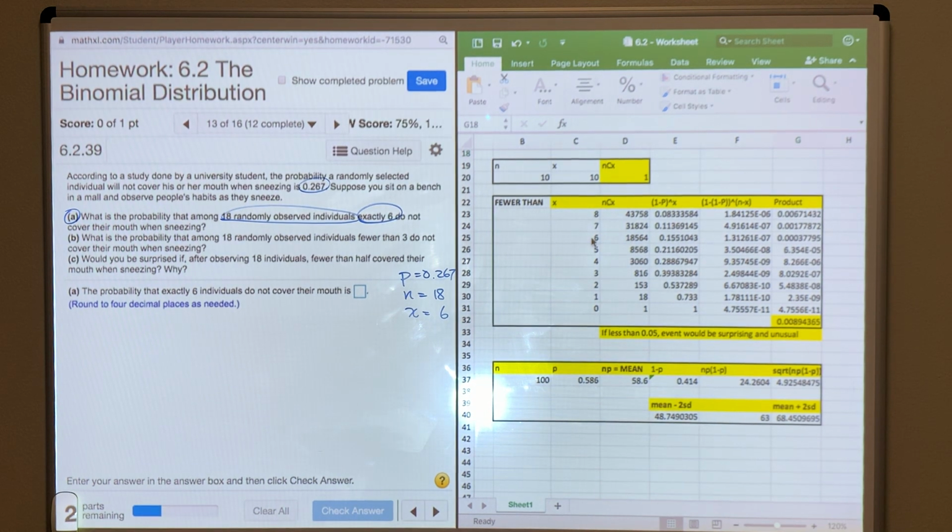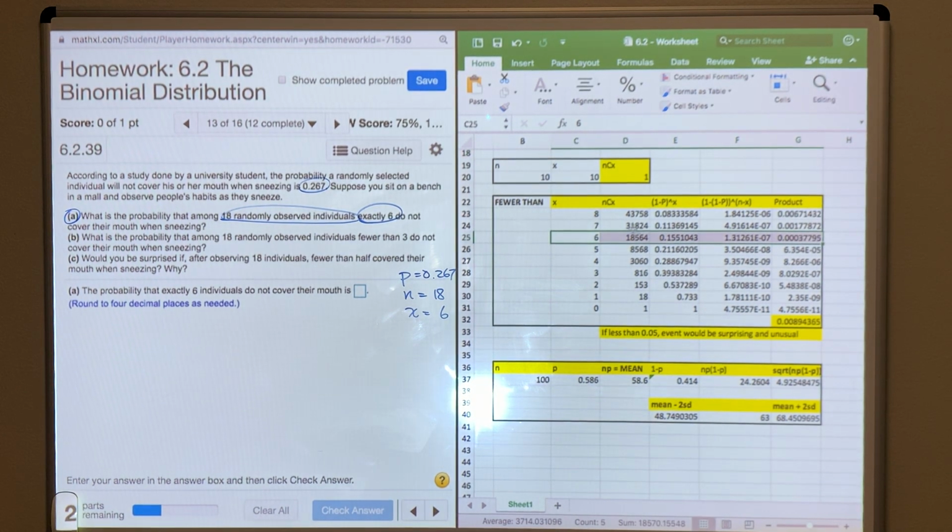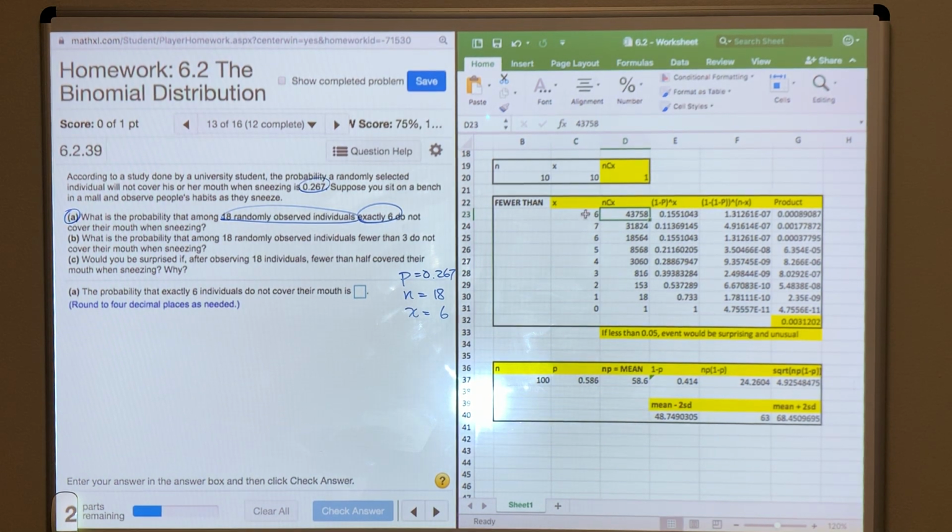And I'm going to come over here. I'm going to just save this line right here. And, well, how about I do it on this first one? It's okay. I'll use this first one. 6. Okay? So if I have X is 6, now I got to do my NCX.